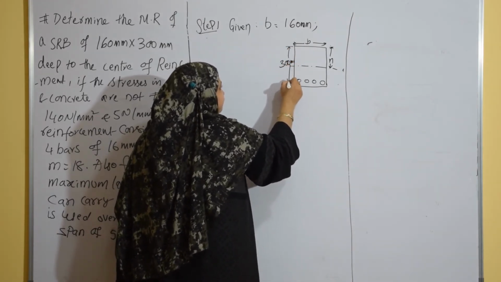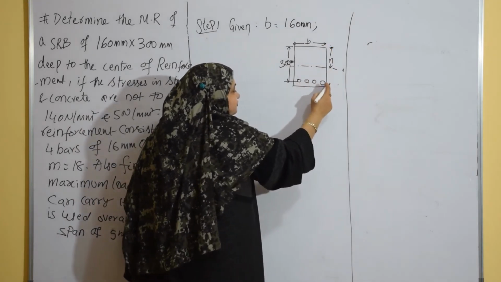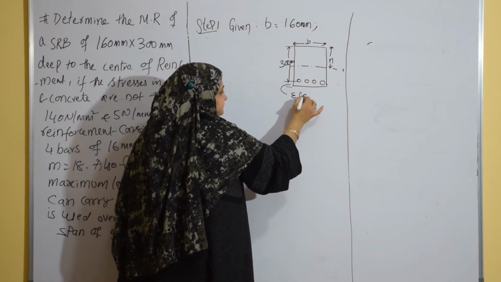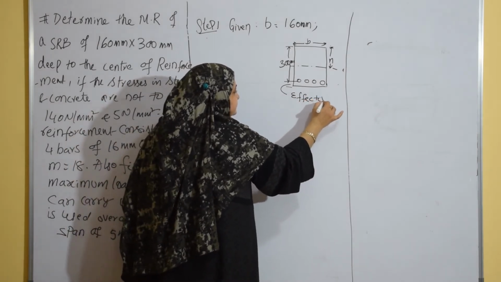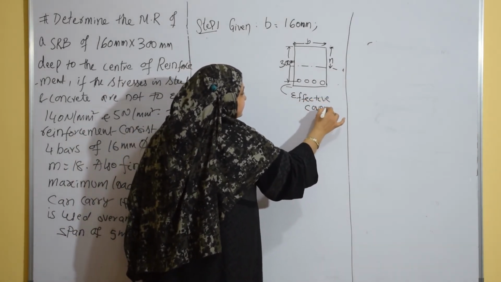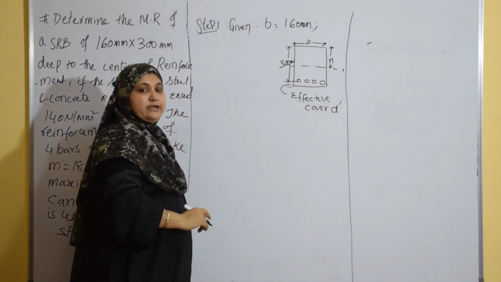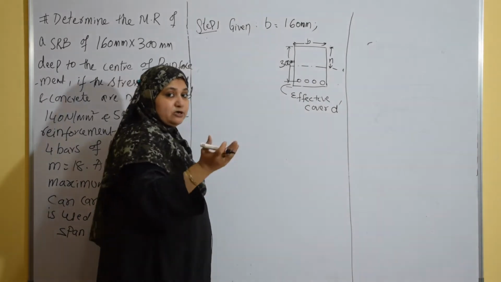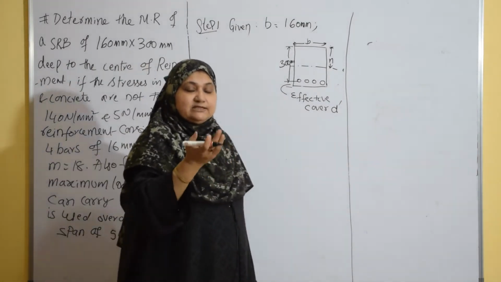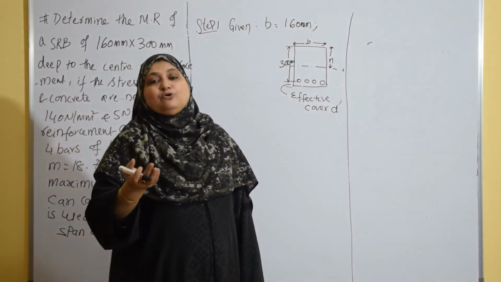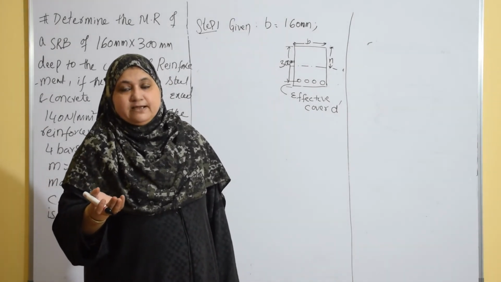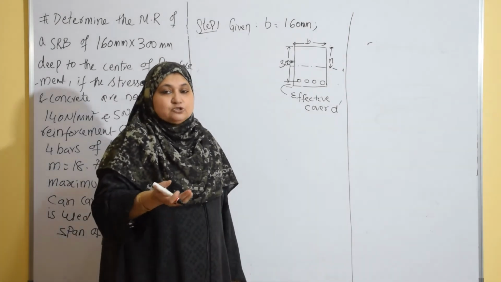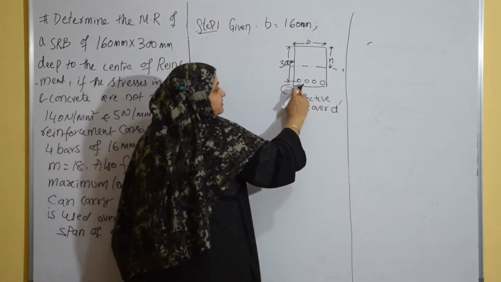Sometimes they will give the overall depth, from here to here. Now what is this? This is the effective cover, generally represented by d dash. We will not provide steel at the soffit, at the bottom of the section, because if you provide steel at the bottom, it will be exposed to the atmosphere and it may get deteriorated, it may get rusted. That is why we leave some concrete cover here.